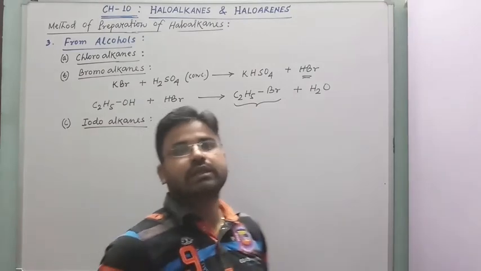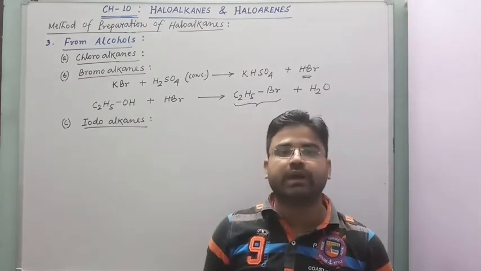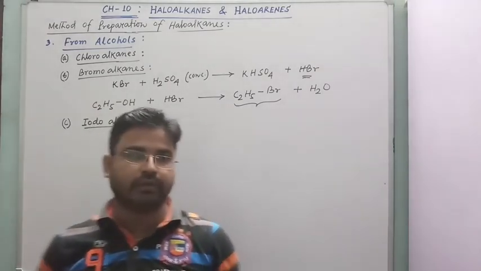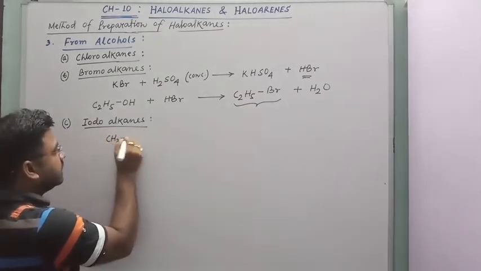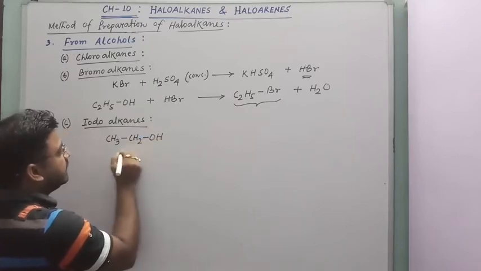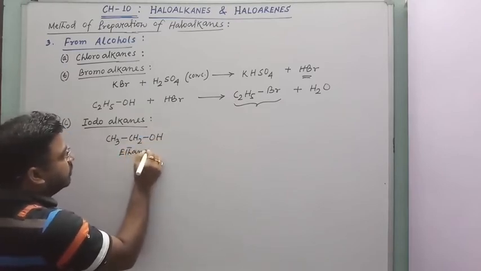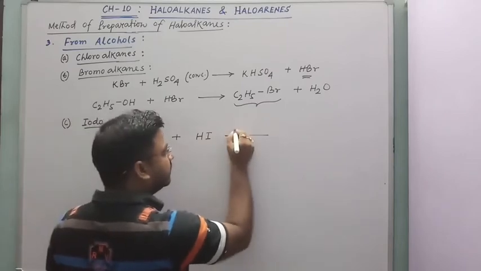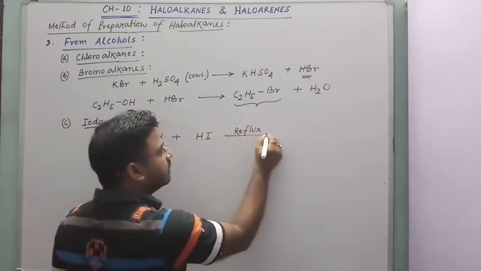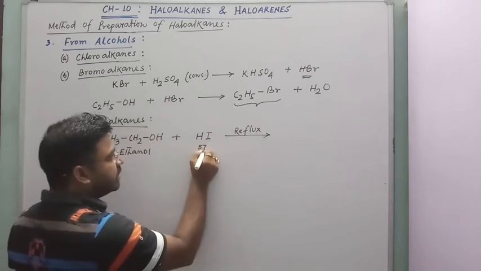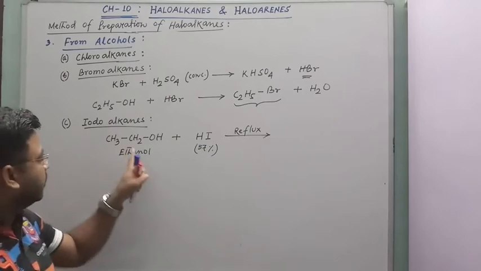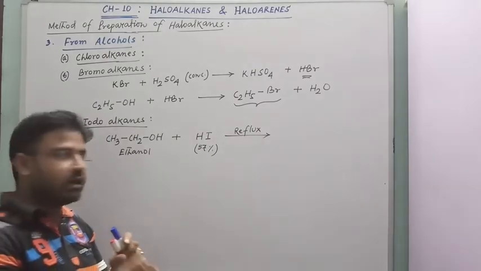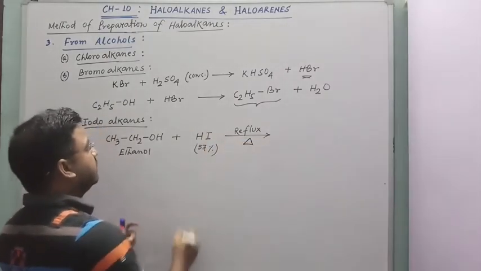When alcohol is refluxed with constant boiling hydrogen iodide, then iodoalkanes are formed. When any alcohol, say CH3CH2OH, ethanol, is refluxed with constant boiling hydrogen iodide, and this hydrogen iodide is 57% pure, we have to keep it constantly boiling.